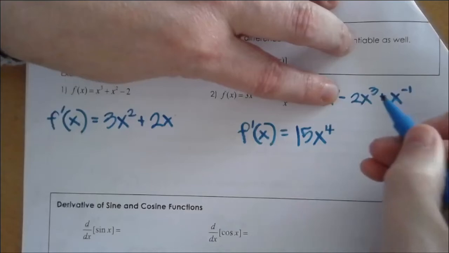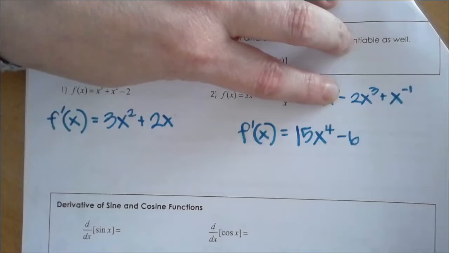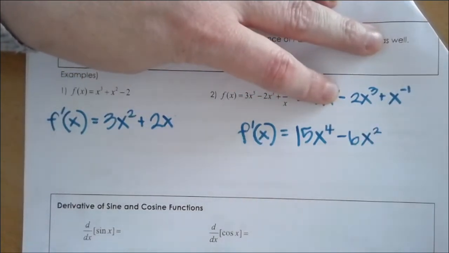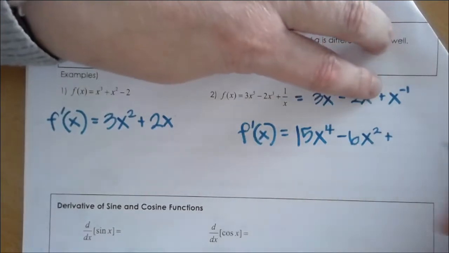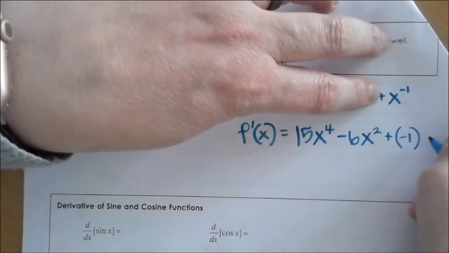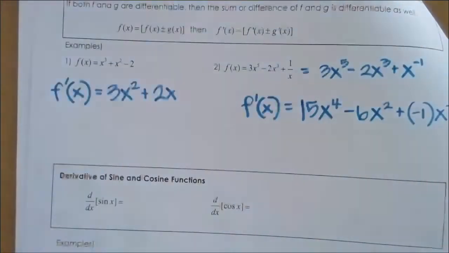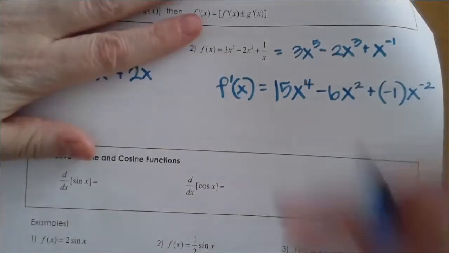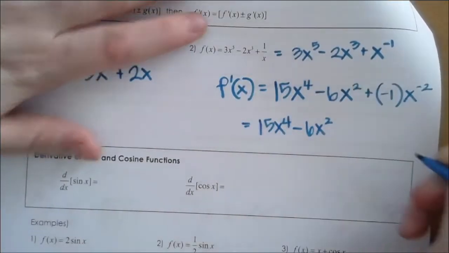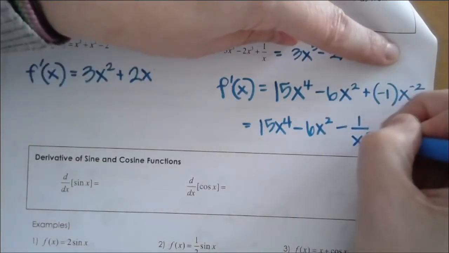Here, we've got negative 2. The 3 is going to come out front and multiply, so 3 times negative 2 is negative 6. x to the power of, bring it down by 1, so 2. Last one, we have plus. My power comes out front, so that's negative 1 times x, bring that down by 1, so negative 2. Make this look a little bit nicer. We don't want negative exponents, so I'm going to go 15x to the 4th minus 6x squared plus, and a minus, that's really minus 1 over x squared, like that.